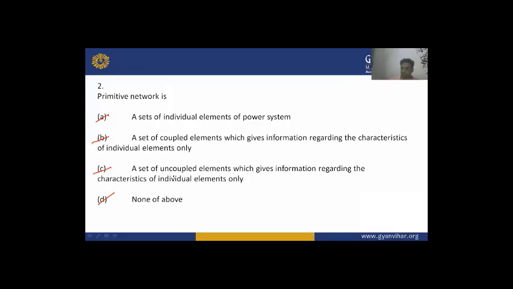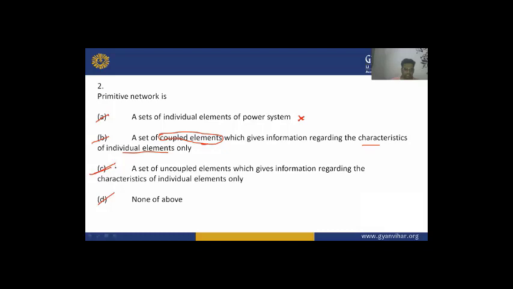It is to be noted that it could not be the set of individual elements. Okay, it cannot only be the individual elements. Second, a set of coupled elements which gives the information regarding the characteristics of individual elements. Yes, it may be an individual element, the characteristics of individual elements, but it could not be the coupled elements. It will be the uncoupled elements.